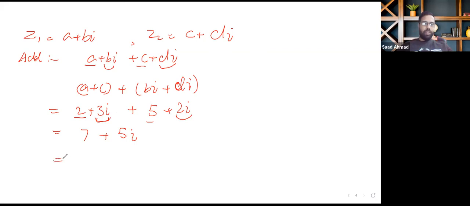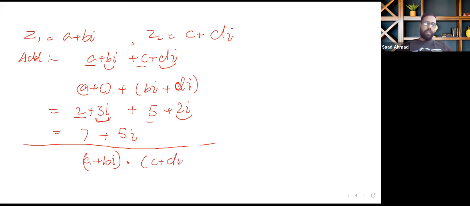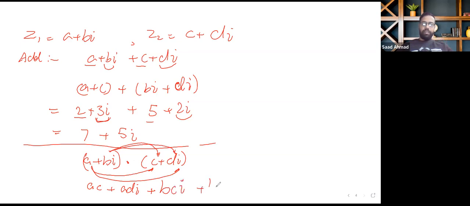So let's multiply them quickly. We have a number a plus bi, and we want to multiply that number with the second number, c plus di. We use the FOIL rule: a times c, plus a times d i, and then plus b c i and b times d i squared.